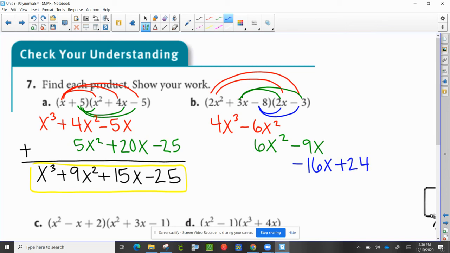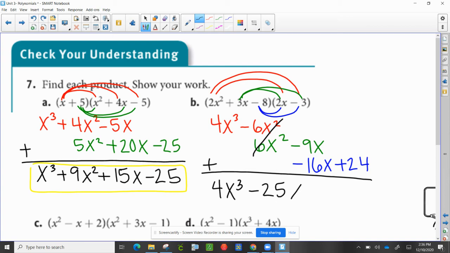So that's everything distributed. Now I'm just going to collect my like terms. There's no other cubes. Negative 6x plus 6x actually ends up canceling out. So we don't have any more x squareds. Here, negative 9 minus 16, that's negative 25 x's. And then your plus 24. And there's your product.